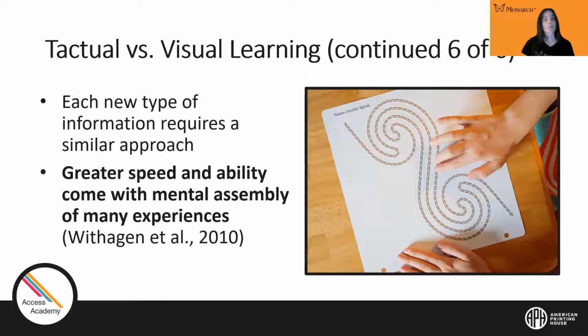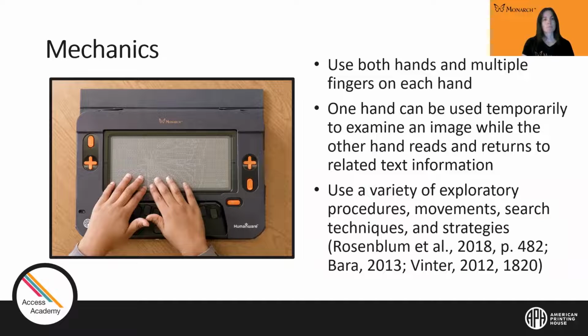I think it's also very reassuring to remember that even though they'll be encountering new types of information, they all require a pretty similar approach. And greater speed and ability will come with a mental assembly of many experiences. The mechanics of tactile graphics reading are very similar to the mechanics of Braille reading. We want our students using as much as possible both hands and multiple fingers on each hand. As they grow and develop their skills, as they master them, they should be allowed to make choices about what they do with their hands.